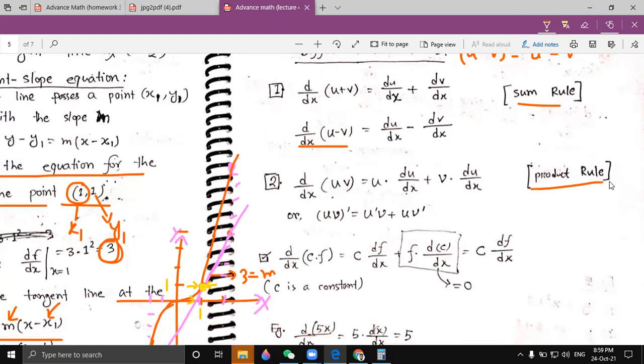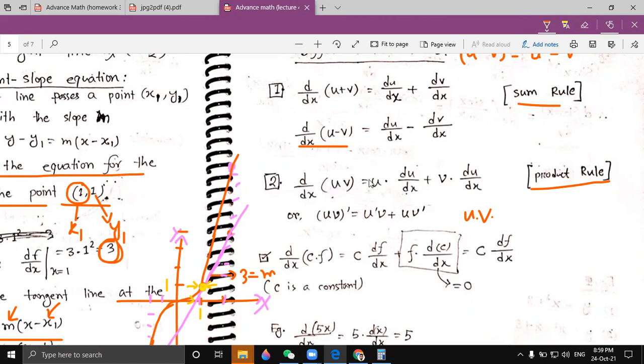And number two, we have the product rule. So if they are like this way, like they are multiplied, okay? u multiplied by v. So firstly we differentiate u, then we keep v, and plus we keep u and we differentiate v, okay? You got it? Yes, I got it.